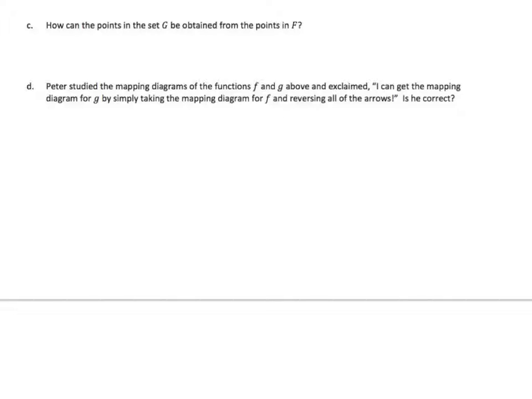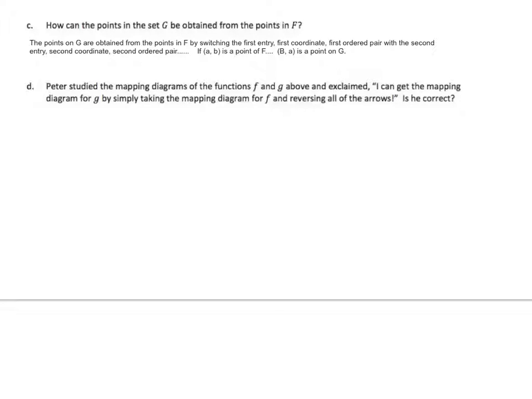All right, so how can the points in the set G be obtained from the points in F? Well, pretty simple. Let me type it though. All right, there we go. Now I can type faster. So basically the points on G are obtained or found from the points in F just by switching, by trading, by undoing, by switching the first entry or the first coordinate with the second entry, second coordinate, however you look at it.